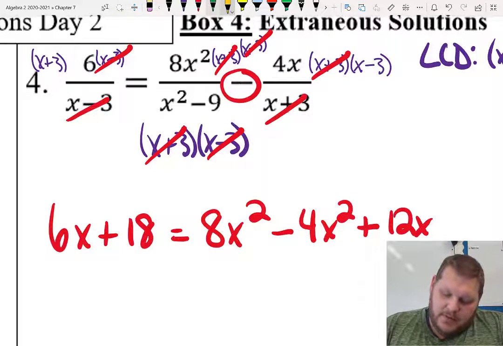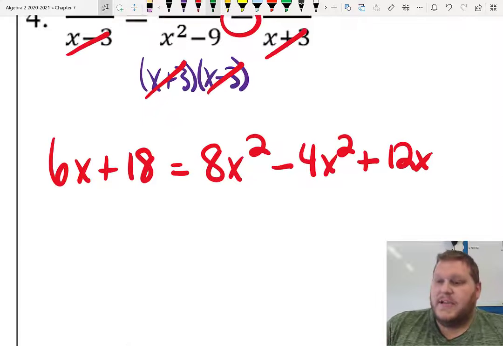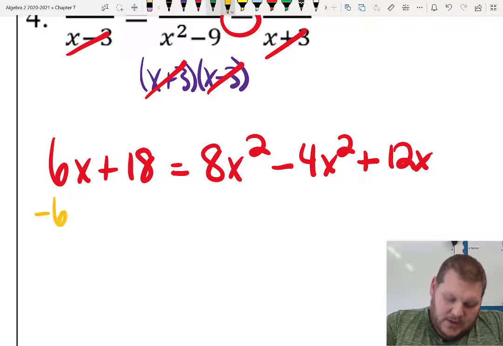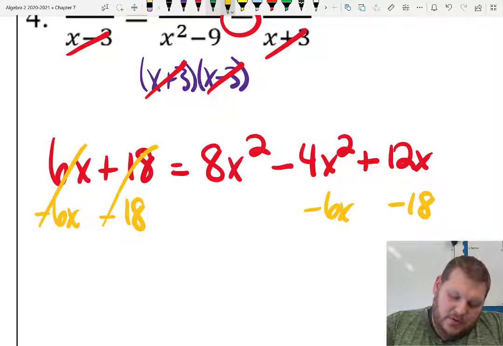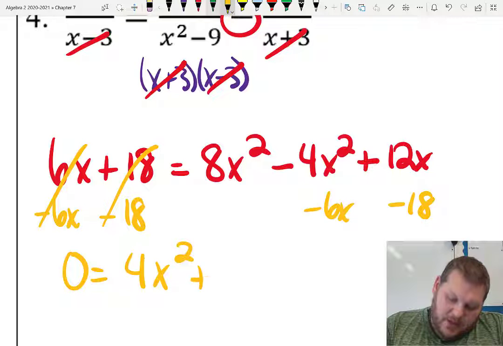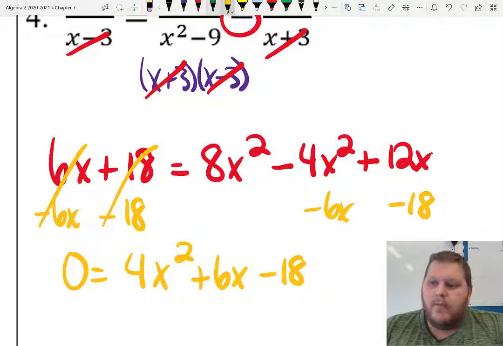And once again from here, I can collect my like terms and get everything over on one side. So I'm going to have to move my 6x over here, subtract my 18 over here. That gives me 0 equals 4x squared plus 6x minus 18.